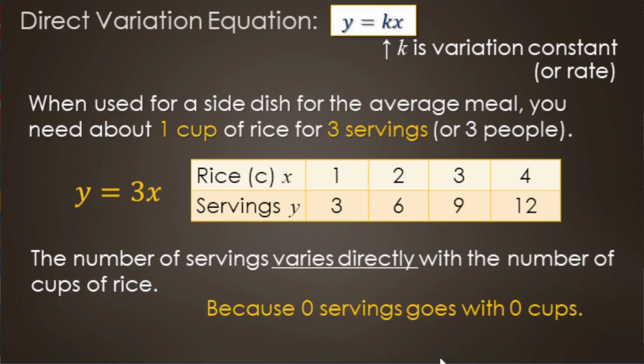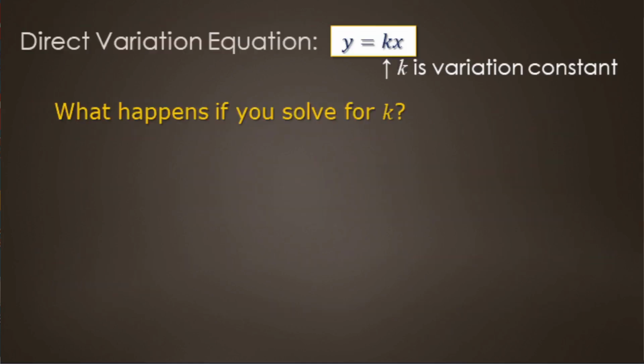This varies directly has a similar flavor to it as when we were talking about functions. So the number of servings depends on the number of cups of rice being used. There's some similar language in there, but this lesson, this video is mostly getting used to the direct variation vocabulary.